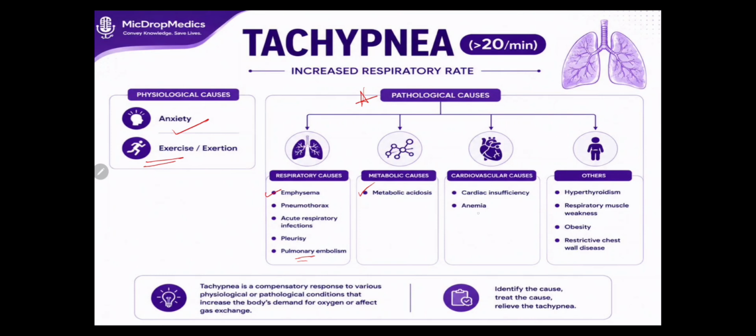Cardiovascularly, we see it in acute heart failure and severe anemia where tissue oxygen delivery is compromised. It also crops up in systemic conditions like hyperthyroidism or restrictive chest wall diseases. The golden rule here: do not just try to slow the breathing down. Find the underlying cause, treat it, and the tachypnea will resolve on its own.